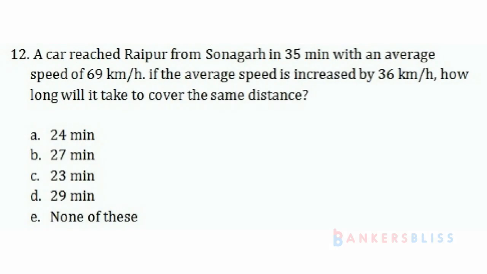Problem number 12. A car reached Raipur from Sonagar in 35 minutes with an average speed of 69 km per hour. If the average speed is increased by 36 km per hour, how long will it take to cover the same distance?